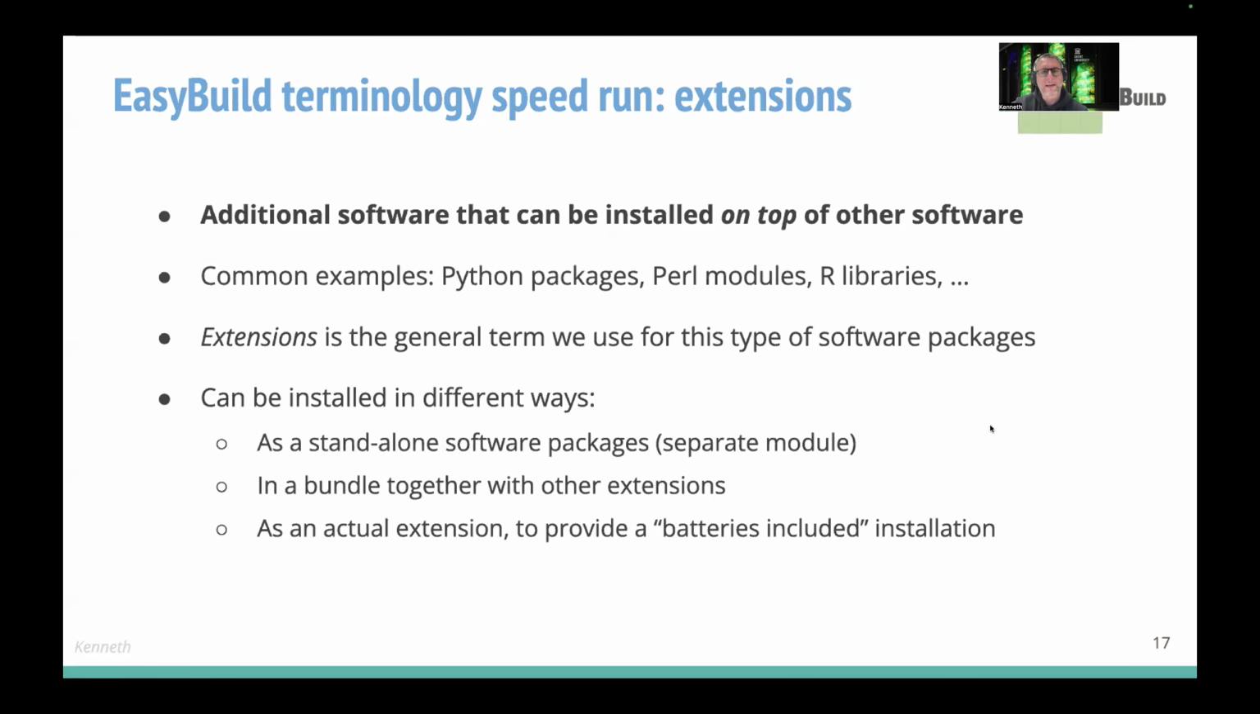We will also sometimes refer to extensions. So extensions are things like Python libraries, for example, or Perl modules, R libraries, which are not installed standalone, but are typically installed in groups, in bundles. And we name them extensions because they're always installed on top of something else. So when you're installing a Python package, you're relying on the fact that a particular version of Python is there along with its standard library. So they're always relying on another software to actually be used. EasyBuild can install these separately if you want to, but they're typically installed together in what's called a bundle.